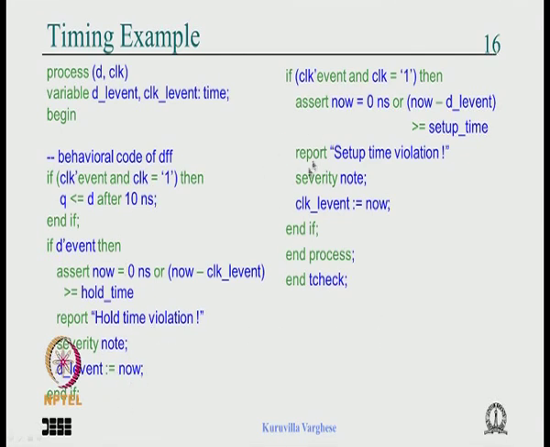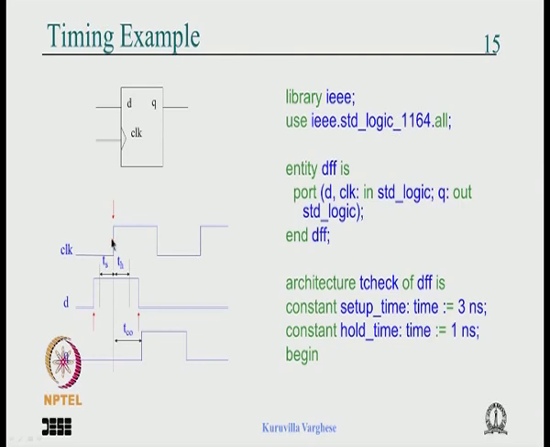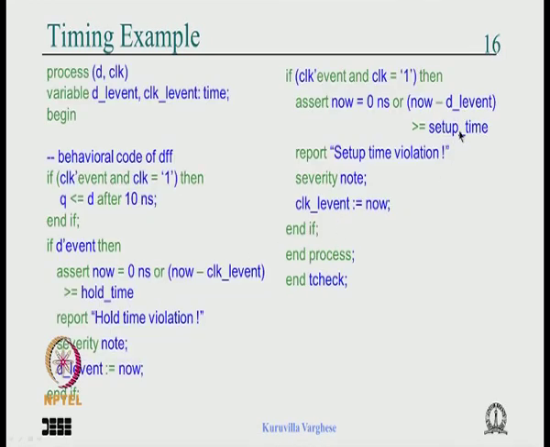Similarly, we check for the positive clock edge. Whenever clock tick event and clock is equal to 1, assert now, that is the event on the clock, minus D last event. So if there is an event on the clock, the time minus the last event on the D is greater than or equal to setup time. If it is violated, then report setup time violation, severity note. Then we have to update this variable, so clock last event is updated with the current time. End if, end process, end timing check.